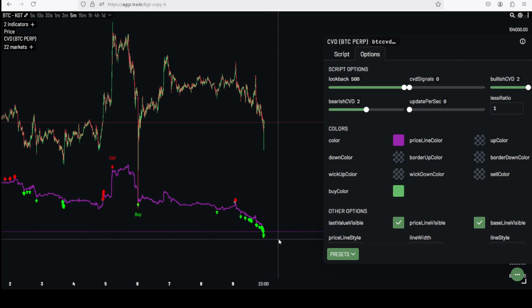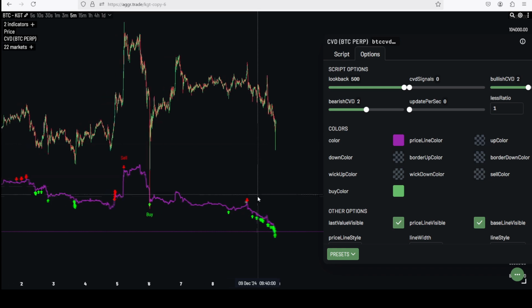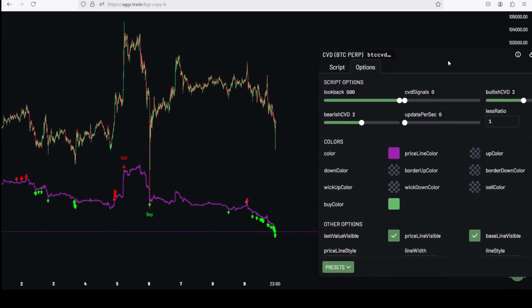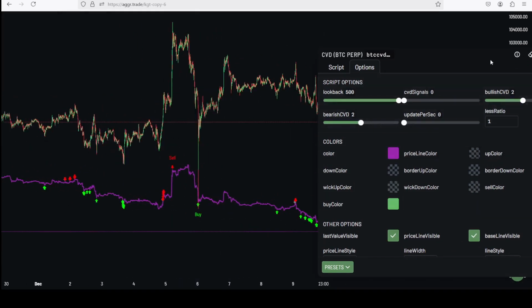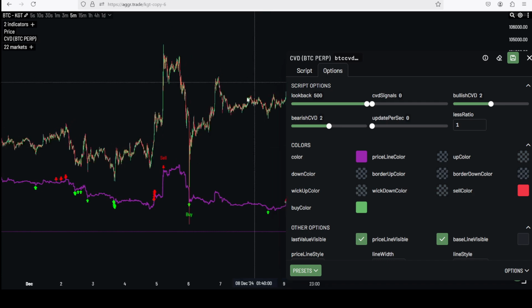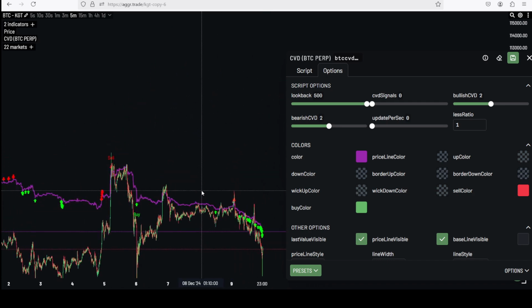And the CVD, of course, is still going down. And that will create a divergence. Now for the bearish, of course, you would like to see a conversion. As you can see, the screen is locked again. So just by clicking there, and here we go, I free it up.